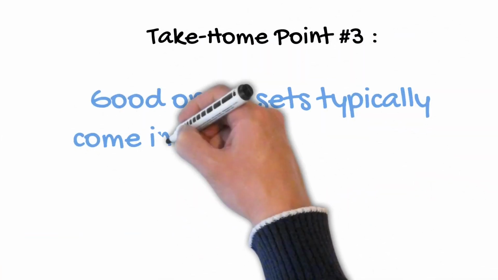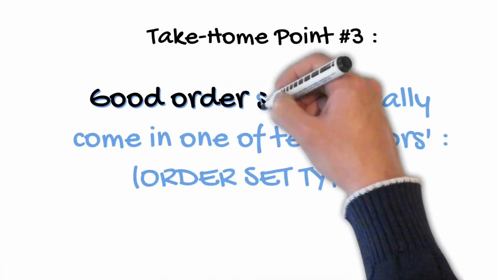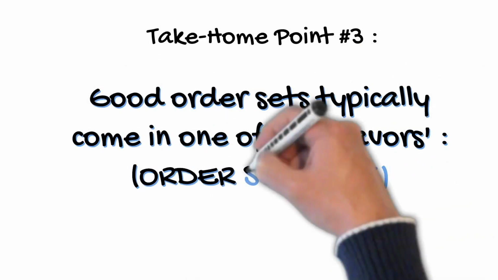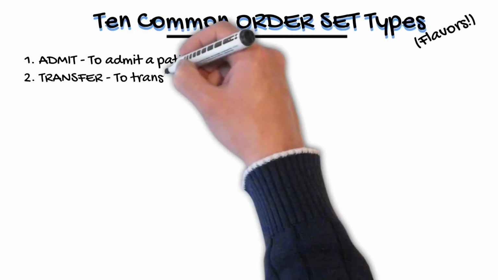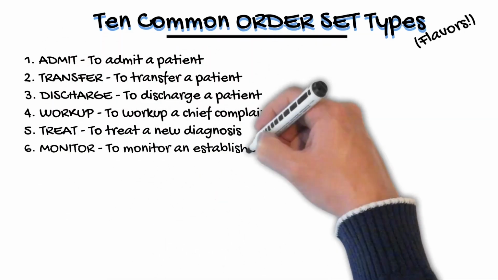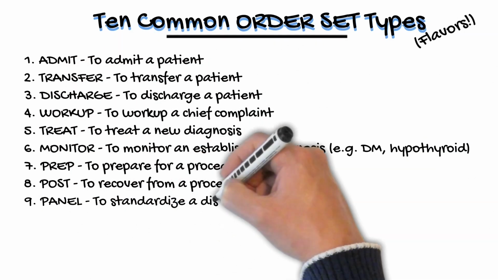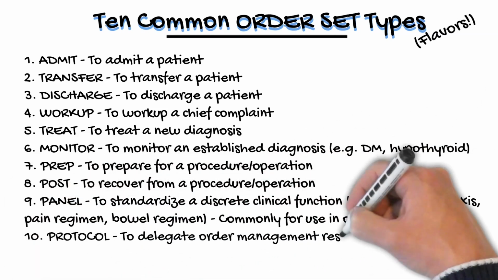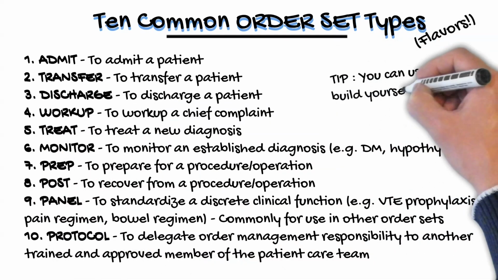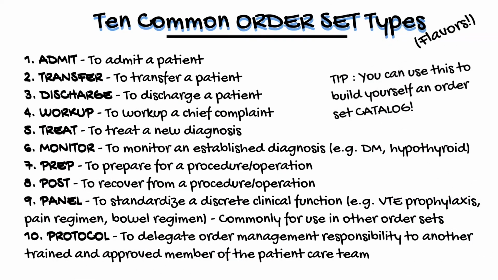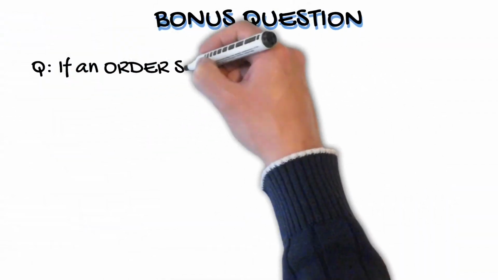Next, take-home point number 3, remember good order sets typically come in one of 10 different flavors. This is so key to deciding on those discrete, clearly defined ordering scenarios. So this is a handy way of categorizing them. Admission order sets, transfer order sets, discharge, workup for working up a chief complaint, treat to treat a new diagnosis, monitor to monitor an established diagnosis, prep and post to prepare and recover from a surgery, panels to standardize common scenarios for use in other order sets, and finally protocols, which we'll talk more about in a future video.